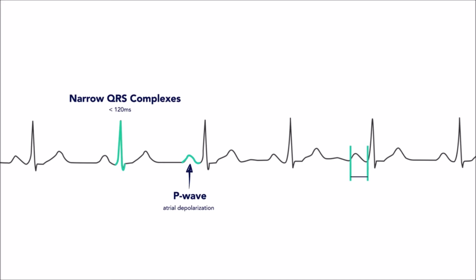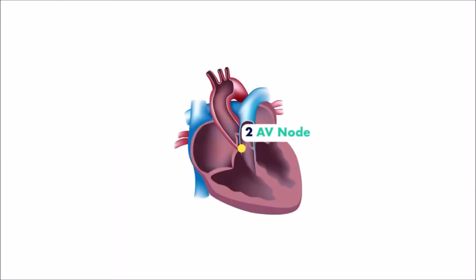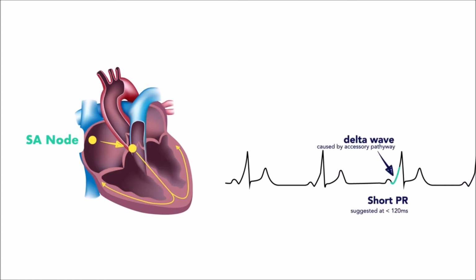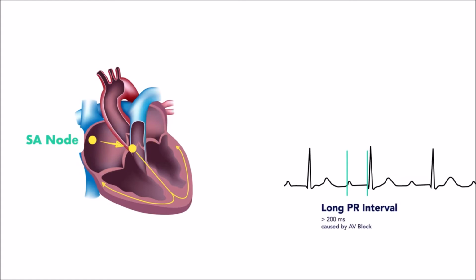Between these two waves is the PR interval, and in normal sinus rhythm, this interval is always constant and less than 200 milliseconds. This represents the inherent delay of depolarization from the atria to the ventricles through the AV node. Intervals that are way too short can represent abnormal accessory pathways, seen here. And intervals that are too long can represent AV blocks, seen here.